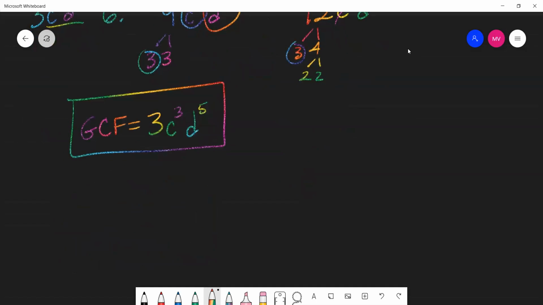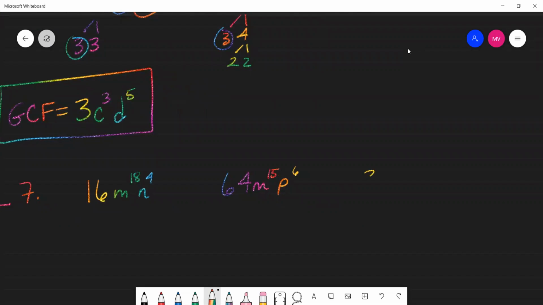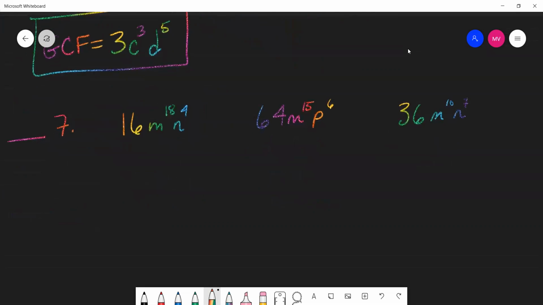Okay, so let's look at number 7, which has 3 different terms that we're looking at. Number 7 has 16m to the power of 18, n to the power of 4. We have 64m to the power of 15, p to the power of 6. And then our last term here is 36m to the power of 10, n to the power of 7. Okay. So I would guess probably 8.